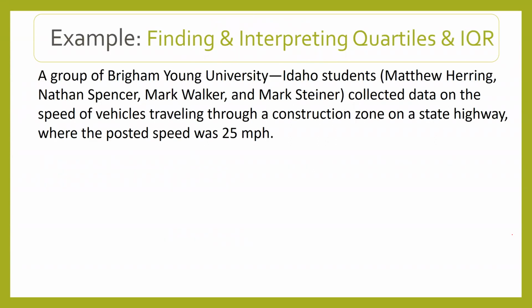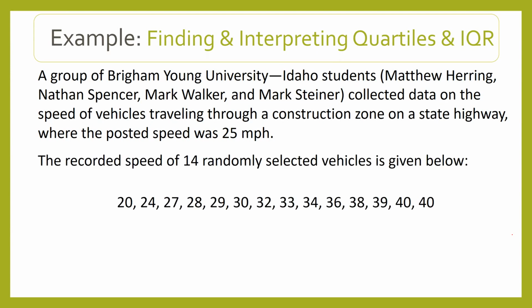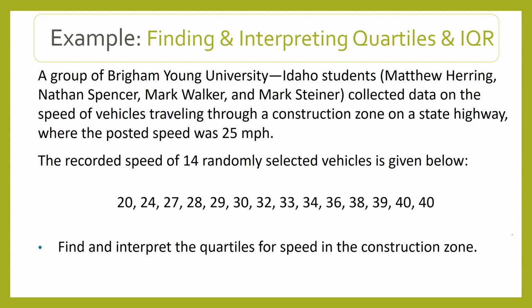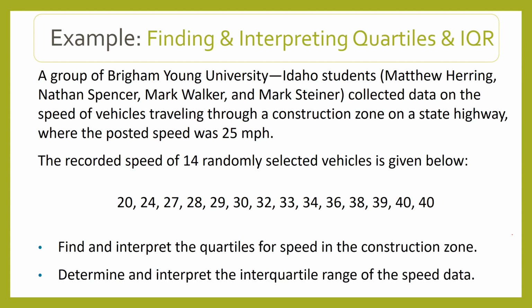Okay, now let's take an example very quickly. A group of BYU-Idaho students collected data on the speed of vehicles traveling through a construction zone on a state highway where the posted speed was 25 miles per hour. The recorded speeds of 14 randomly selected vehicles are given below. So this is the data set. What we need to do now is find and interpret the quartiles for speed in the construction zone, and determine and interpret the interquartile range of the speed data.